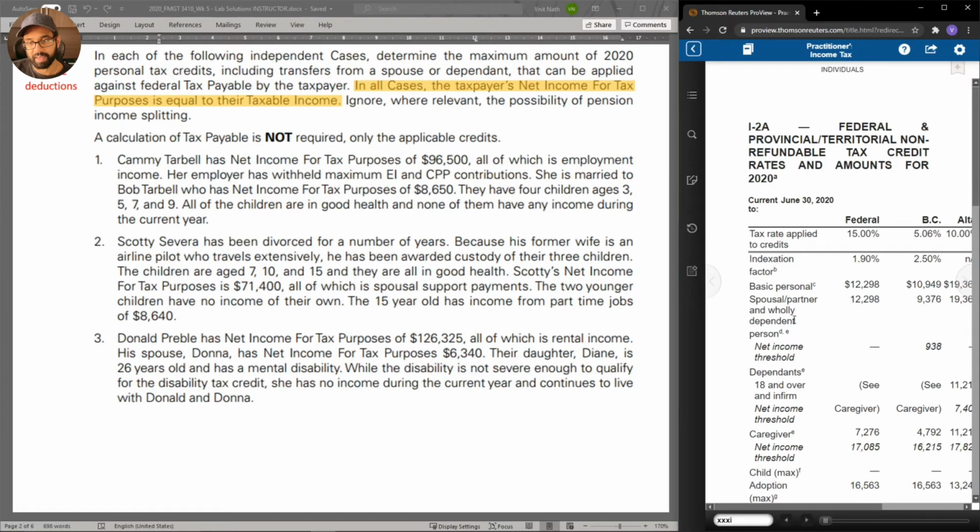Because Scotty has children, he would also be eligible to claim the spousal/partner or wholly dependent credit. In this case, it would be for a wholly dependent individual, one of his children. What he should be doing is he would just claim the credit for any one of these 3 kids, and since the 15-year-old has income, he would not claim the credit for that 15-year-old. It would be claimed for one of the other 2 kids. That way he could maximize the credit.